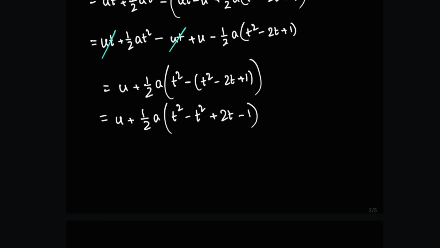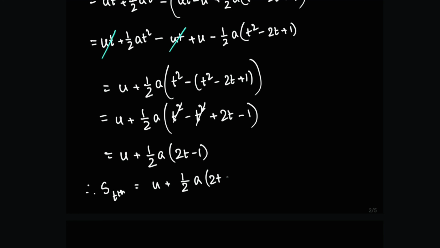And you do some further simplification again, and you get u plus half a, the t squares cancel themselves off, and you get 2t minus 1. Therefore, S tth is equal to u plus half a times (2t minus 1). This is our generalized equation.